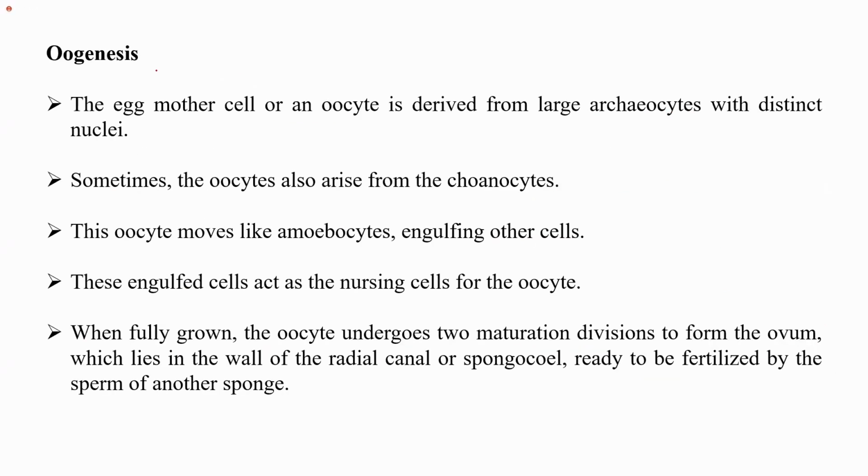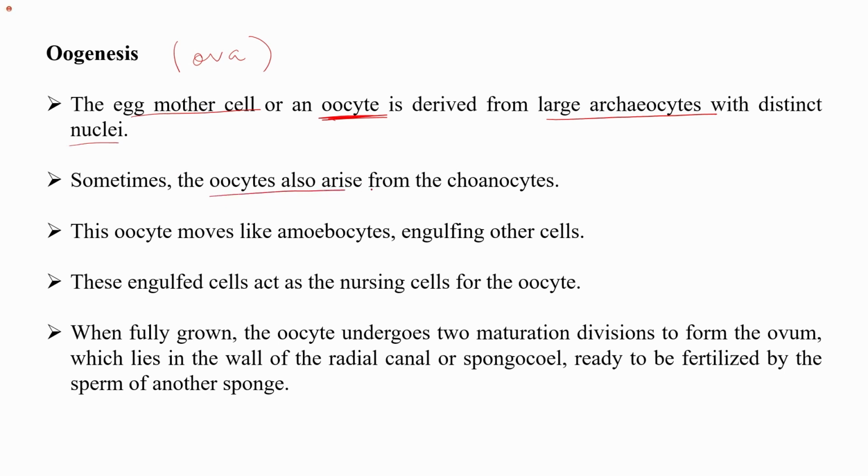Now, oogenesis. Oogenesis is the process of formation of ova, right? So the egg mother cell or an oocyte is derived from large archaeocytes. We know even in literature, whenever you read about ova formation or sperm formation, you will always find that the egg cells are usually the larger cells. So they are derived from the larger archaeocytes with distinct nuclei.